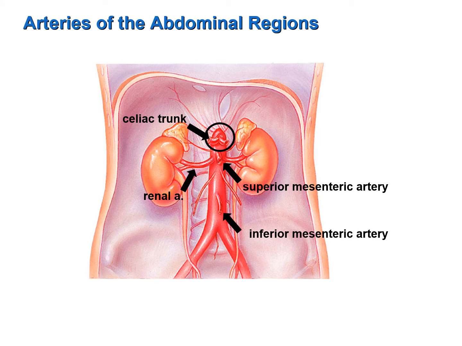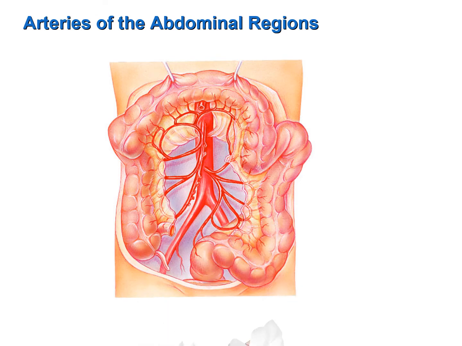Moving inferiorly, we have the inferior mesenteric artery. The inferior mesenteric artery supplies blood to the distal portion of the large intestine. This is an image of the mesenteric arteries, and you can see why I will not include the viscera when asking for those arteries. But here's the superior mesenteric artery here, and here is the inferior mesenteric artery here, supplying blood to the distal large intestine.